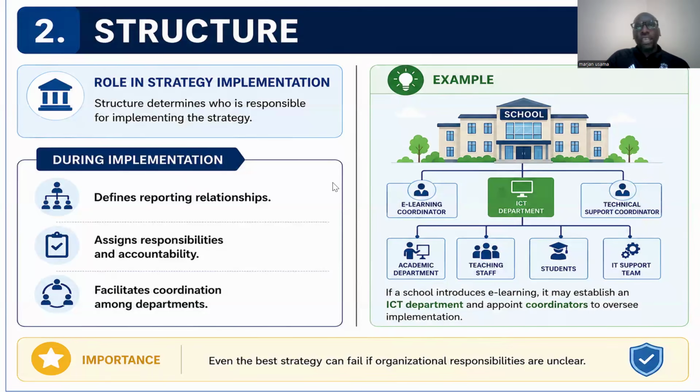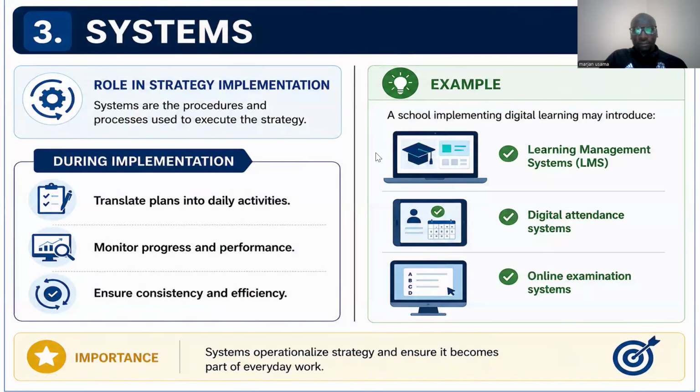Now, number three is what? Number three is the systems. When you are implementing, the systems also need to be very clear. Now, what are the systems? Systems are the procedures and processes used to execute the strategy. What is the meaning of procedures? Procedures can mean al-ijra'at, all procedures, yes, al-ijra'at, and the processes, amaliyat, used to execute the strategy.